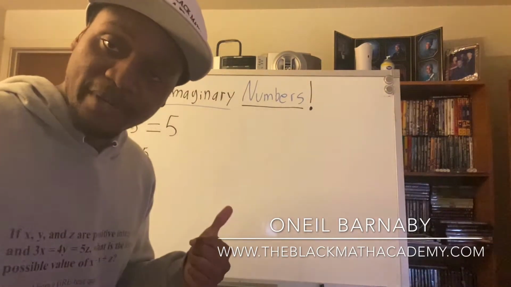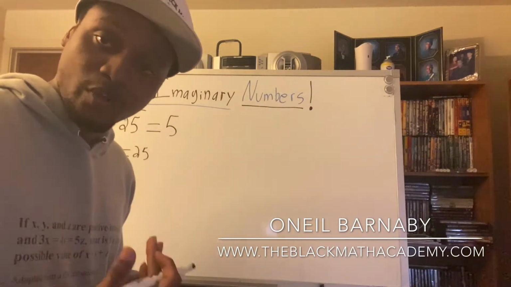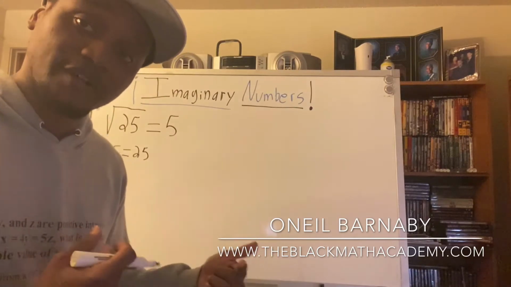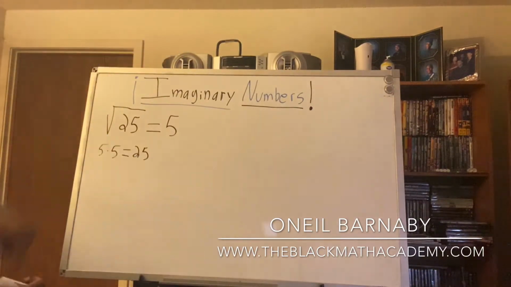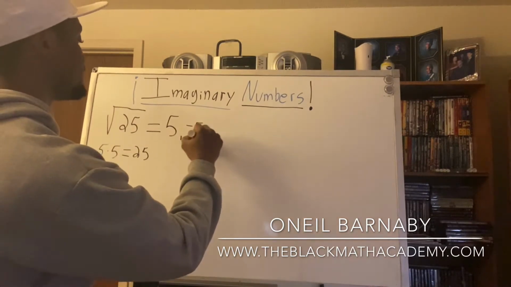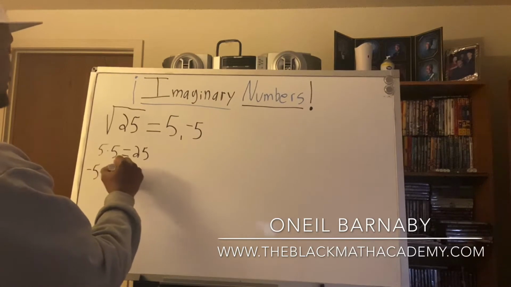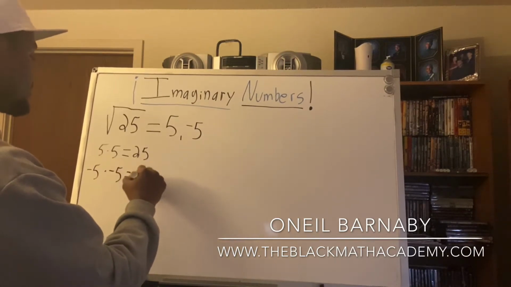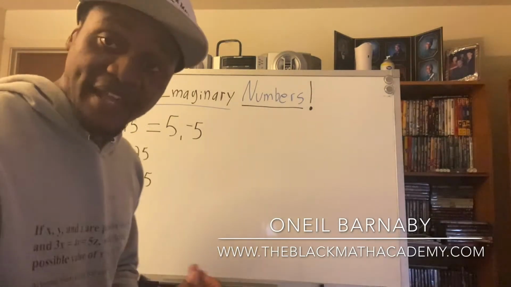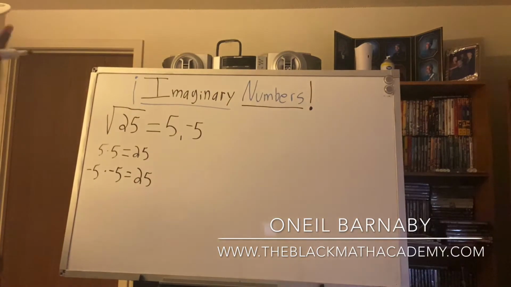But what's interesting about square root problems is that there's actually two answers to every square root problem. There's a positive version and a negative version of that answer. So positive 5 isn't actually the only answer. There's also negative 5. Because negative 5 times negative 5 is also 25. So 5 and negative 5 would both be answers to the square root of 25.